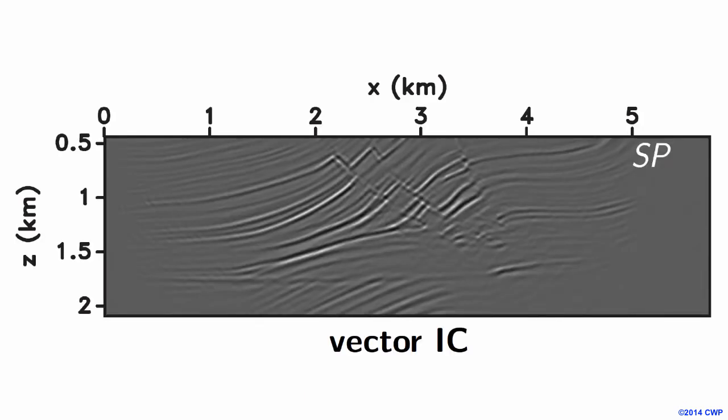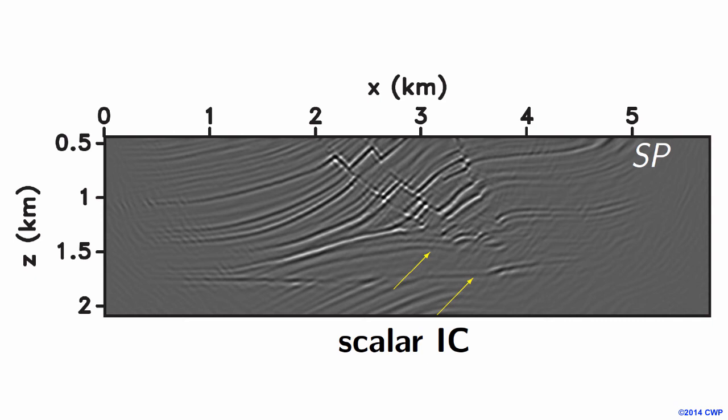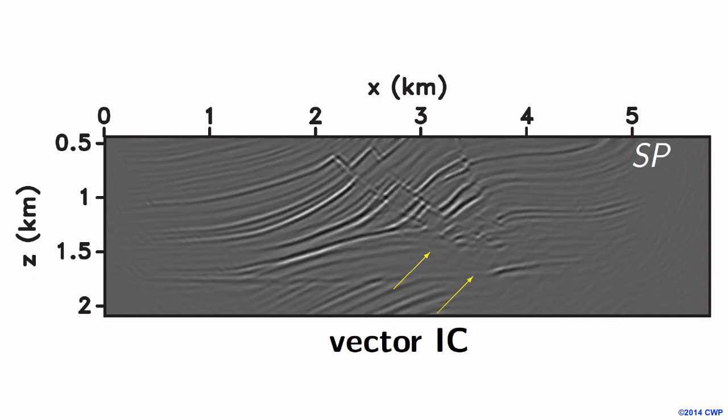I've shown you the PS image. Now this is the SP image. This is the SP image using the vector imaging condition. There are also some parts where the image is not continuous. And if we use the scalar imaging condition instead, the image there is more continuous and stronger. So scalar imaging condition versus vector imaging condition.